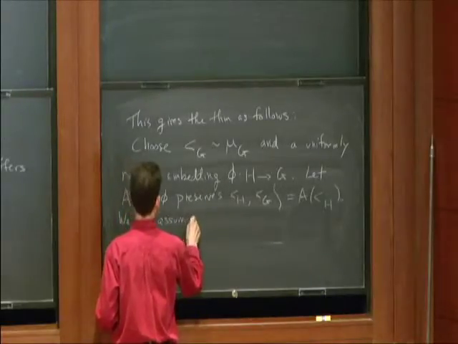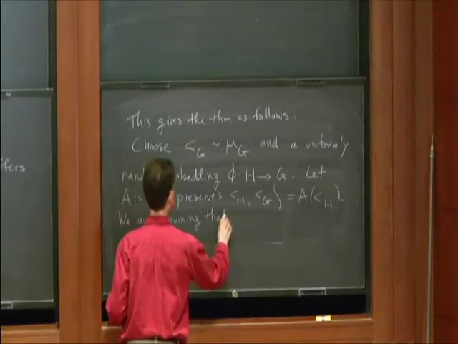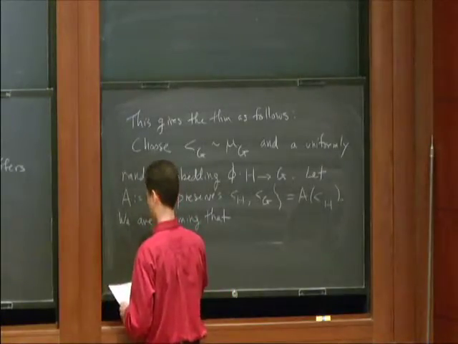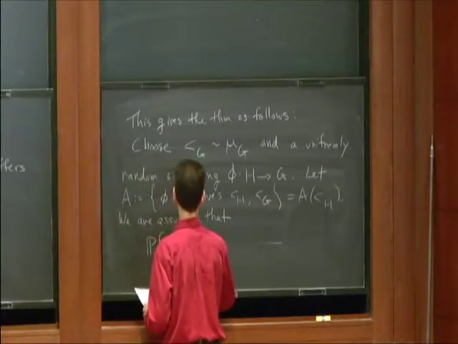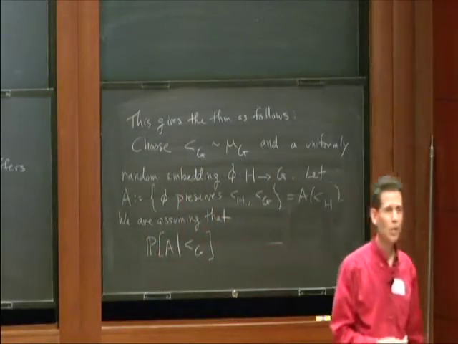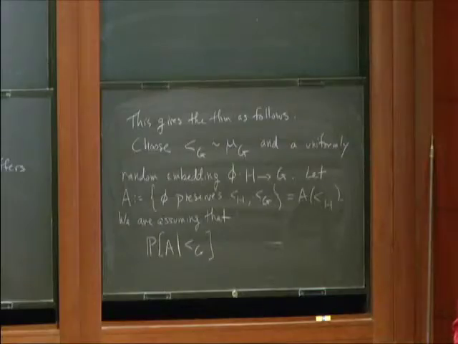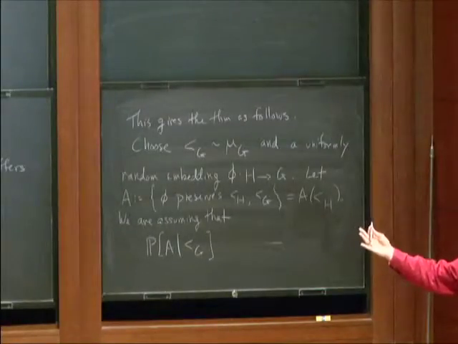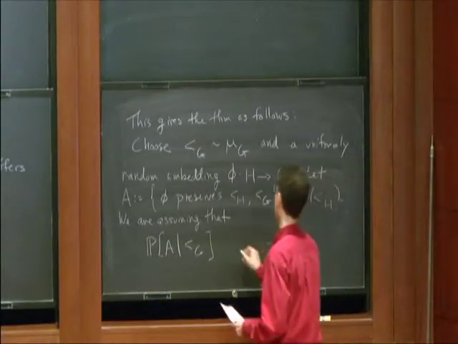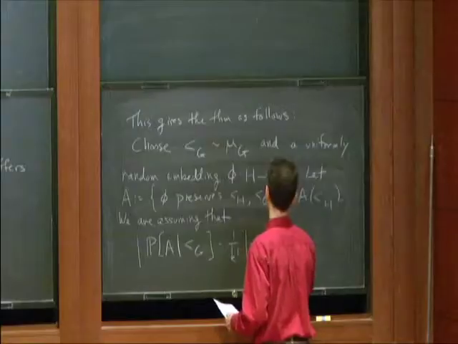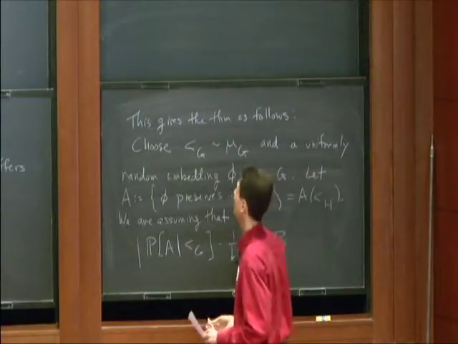So what are we assuming? What's the probability of A given the ordering on G? Well, that's just the proportion of the embeddings that preserve the two orders. So we're assuming that this differs from 1 over k factorial by some bound B, that right-hand side.